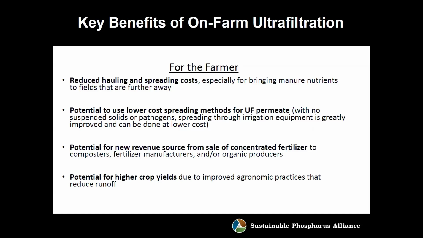In addition, this concentrate now could potentially be a new revenue source for the farm, as they either sell that concentrate to the hub or other fertilizer manufacturers. And as I'll explain soon, because we don't use any polymers in our process, it can be an organic certified fertilizer product, which would bring more value to the farm. And then we have talked to several farmers about improved agronomic practices leading to higher crop yields, especially through reduced runoff, as well as the ability to apply permeate to crops during the growing season, especially during dry years.